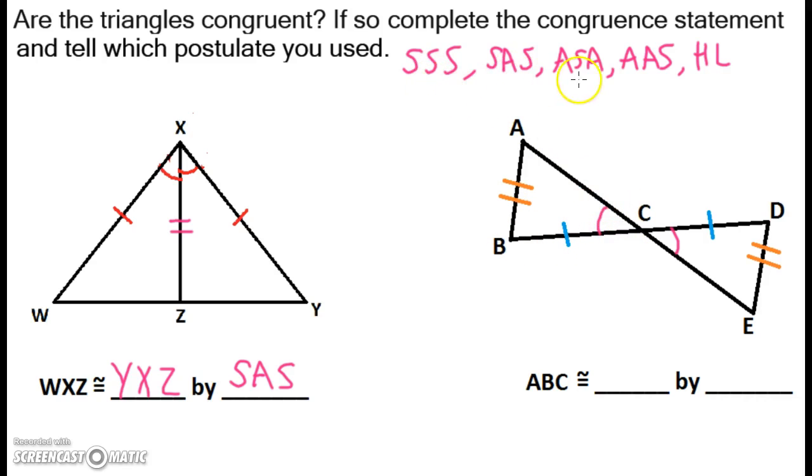Do I have a congruence postulate that has 2 sides and an angle that's not included? I don't. All right, so I do not have enough information to prove that these triangles are congruent. So I'm just going to say that they are not congruent. It doesn't mean that they aren't congruent. I just don't have enough information to prove it.